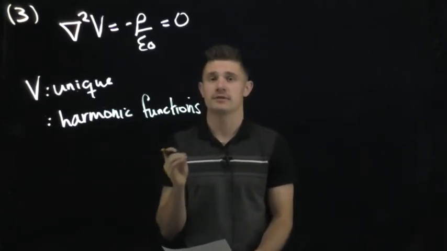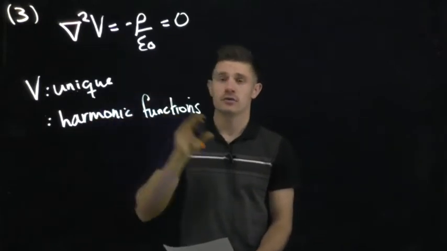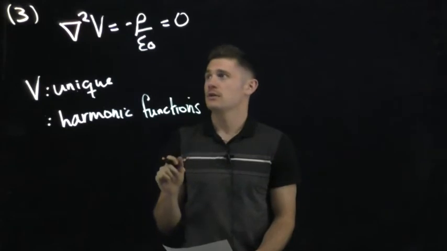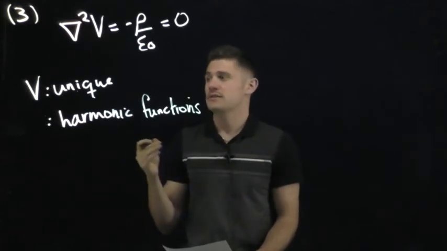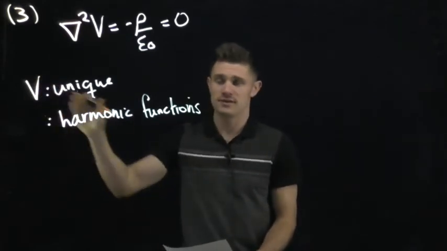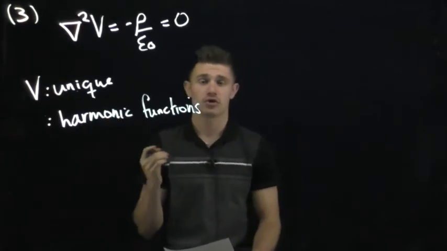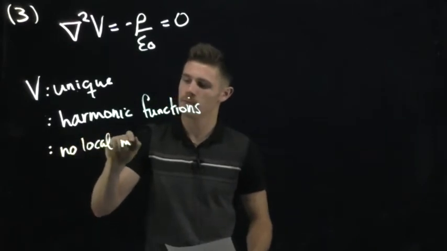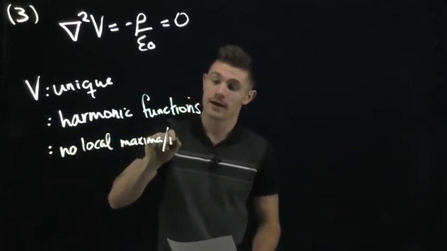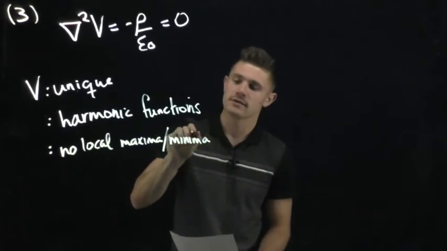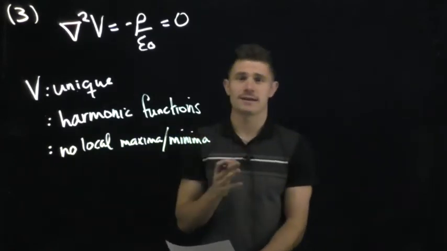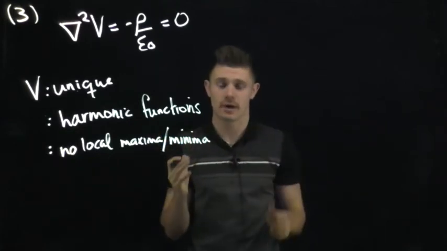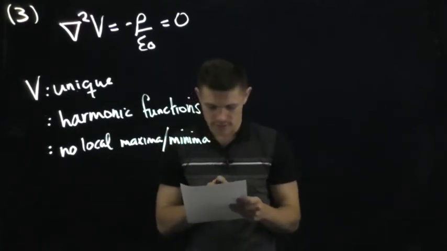That's the crucial point to this question: if we have charge distribution rho equal to 0, we have Laplace's equation, the Laplacian of V is equal to 0, which means that our solution V for the potential is unique. It's a harmonic function, so there are no local maxima and no local minima. Again, local means that there's no max or min inside of the potential distribution you have. All the maxima and minima appear on the boundaries.